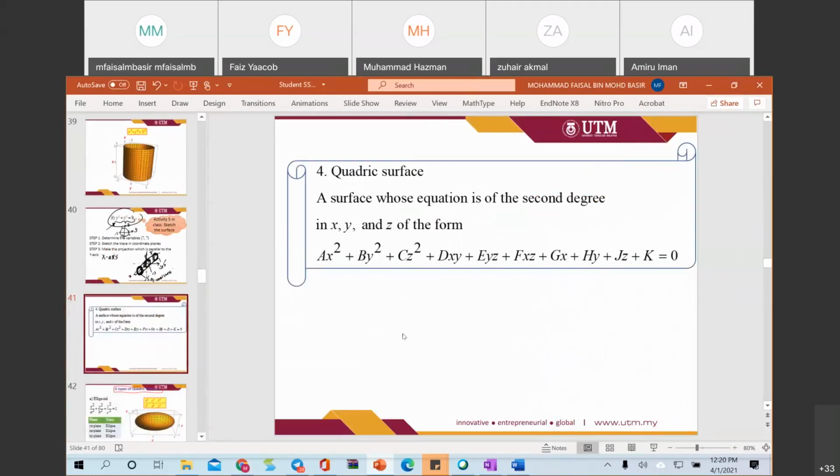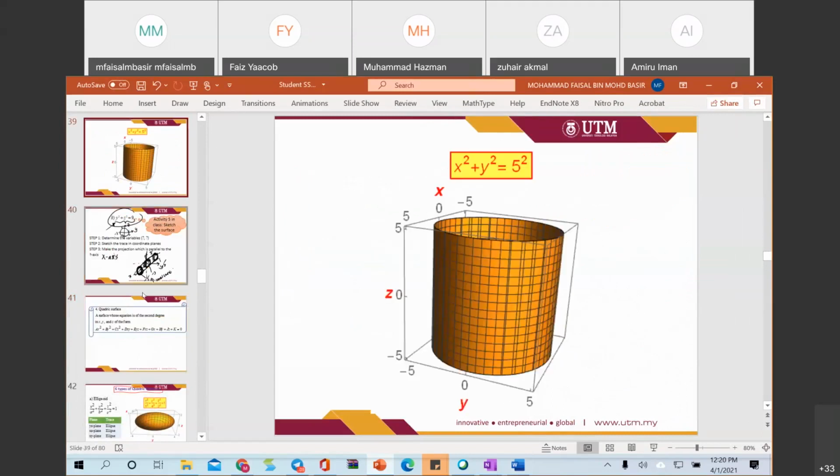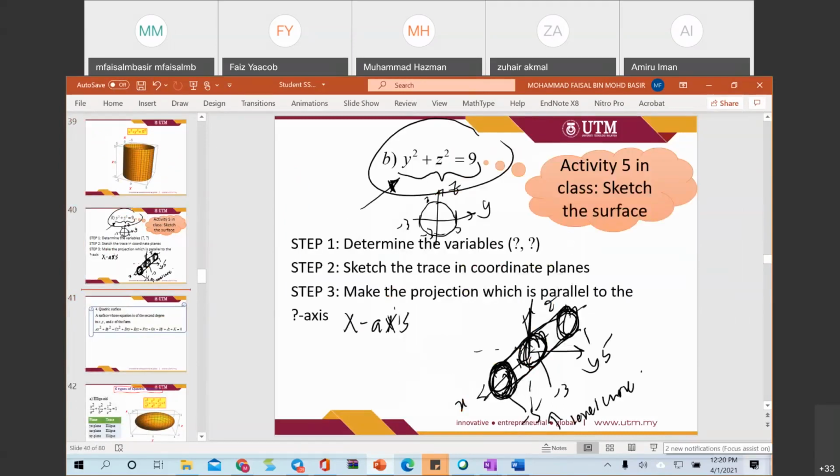Okay, solid surface. This will be a little bit harder than above. We rest for a while. Now it's 12:20. So we rest for a while. Later I will continue. 5 minutes.